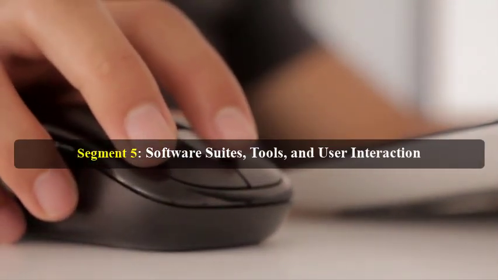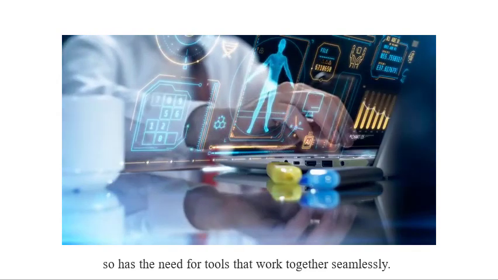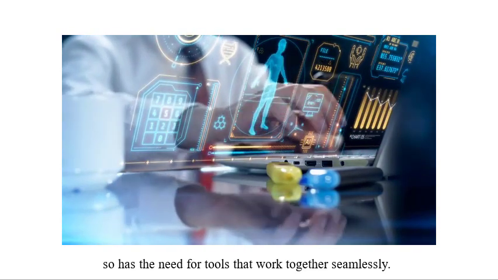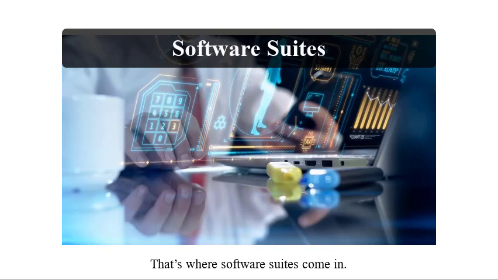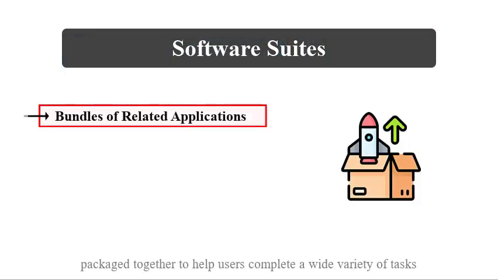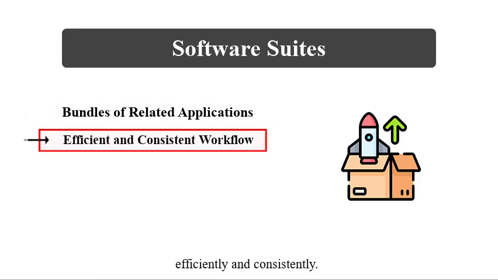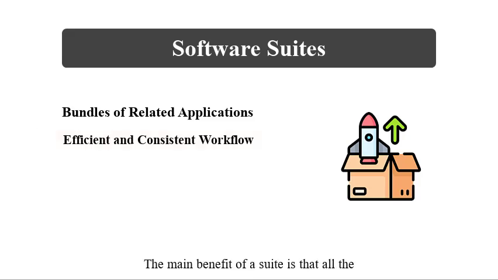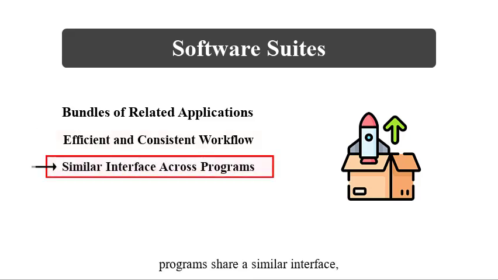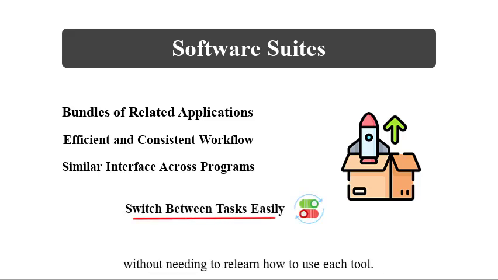Segment 5. Software suites, tools, and user interaction. As software has evolved, so has the need for tools that work together seamlessly. That's where software suites come in. These are bundles of related applications, packaged together to help users complete a wide variety of tasks efficiently and consistently. The main benefit of a suite is that all the programs share a similar interface, making it easier for users to switch between tasks without needing to relearn how to use each tool.